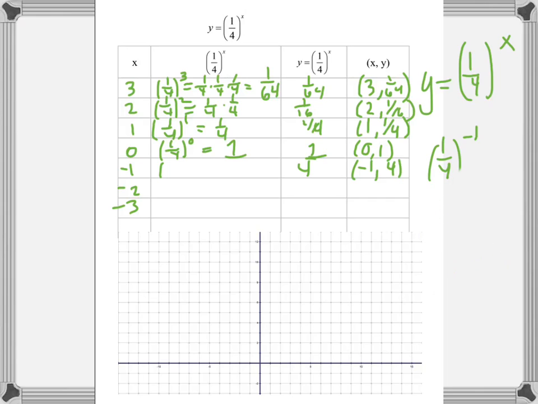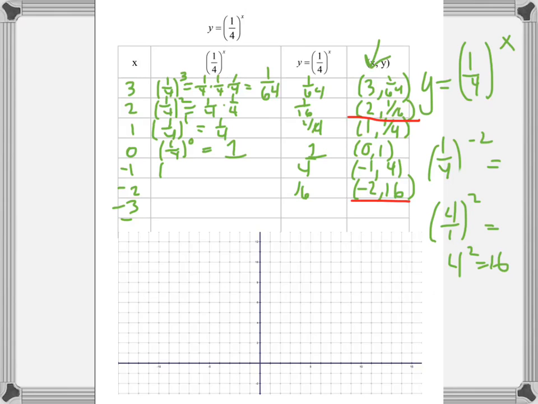Let's try it with -2 here. So 1/4 to the -2 would be, again, we reciprocate the base and raise it to the positive exponent. Well, 4/1 again is 4. 4 squared is 16. So we have -2, 16. And if you look at what's going on here, when x is 2, y is 1/16, and when x is -2, y is 16. So it's just taking the reciprocal. You could calculate it again for -3, but you're going to see that it's the reciprocal of +3.